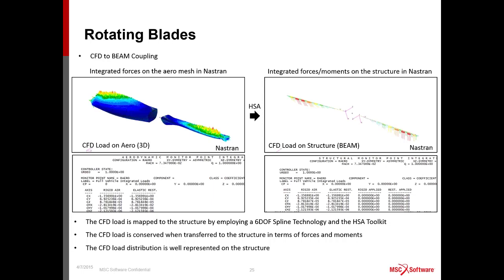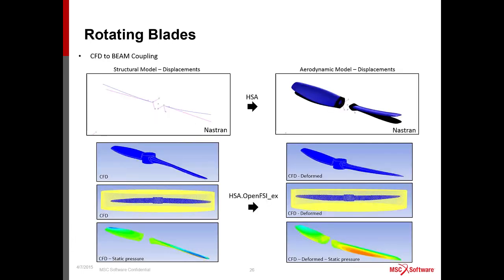Okay, have a look at the interpolation of the structural displacement on the aerodynamic model by using the HSA. Okay, so with the spline technology, we can get derived aerodynamic deformation, as you can see on the top on the right. Okay, aerodynamic model displacement from Nastran, and after, by employing the HSA OpenFSI X sky interface, we are able to send this information to the CFD side, okay, in memory. As you can see here, we even started performing the new static simulation after having deformed the entire CFD domain.